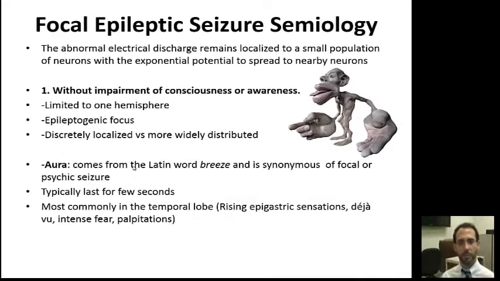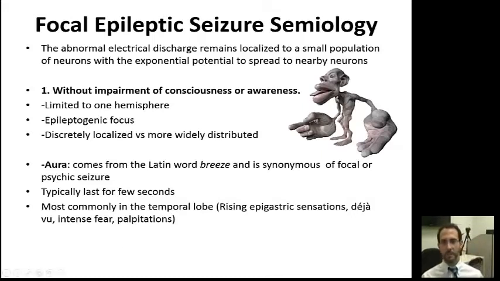So let's talk now about focal epileptic seizures, semiology. Basically, it's a normal electrical discharge that remains localized to a small population of neurons with the exponential potential to spread to nearby neurons. Now, these are definitely subdivided into those without impairment of consciousness or awareness, and we'll get into those with impairment of consciousness or awareness.